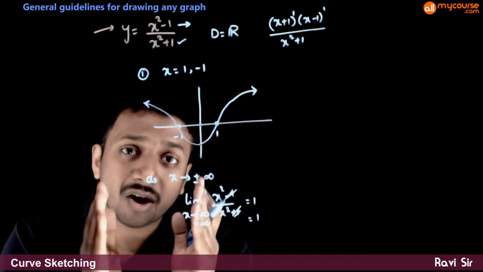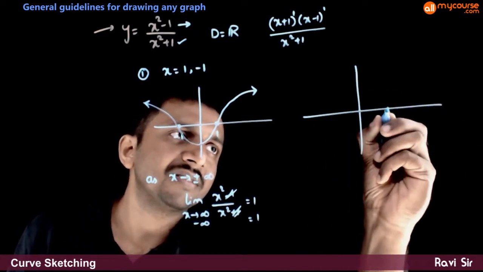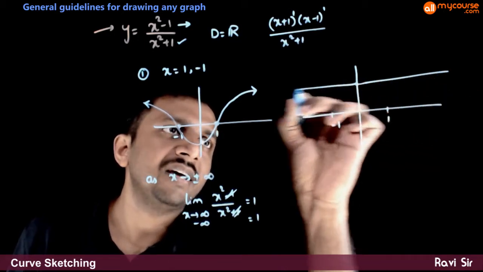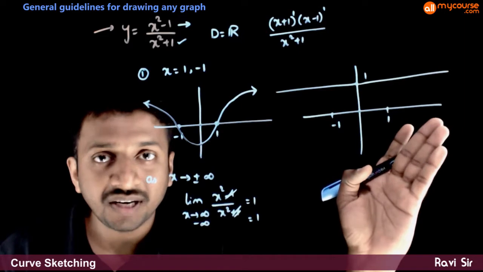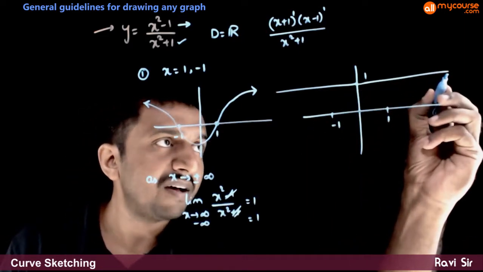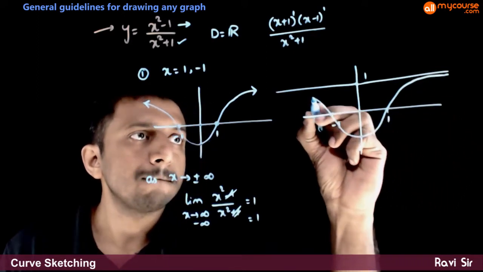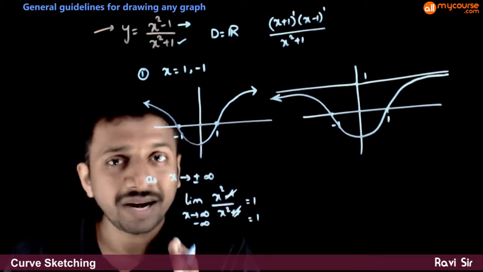That is, as x goes to plus or minus infinity, the value of y tends to 1, so you get a horizontal asymptote. The graph will be something like this. This is 1, this is −1. Assume that this is the line y equals 1. As x goes to infinity, the value of y tends to 1. So the graph will be something like this.